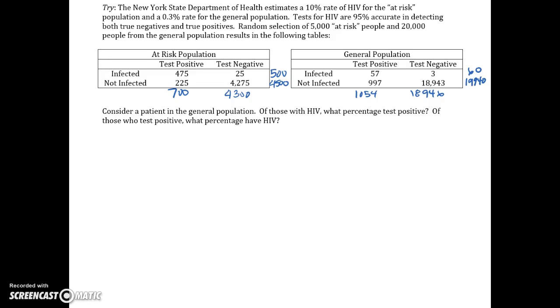Similar to what we were doing with the at-risk population, we're now asked to analyze the general population. We need to consider a patient in the general population. Of those with HIV, so we're given that the person is infected or that they have HIV, what percentage test positive? So again, since we know that they are infected with HIV, we want to know if they test positive.